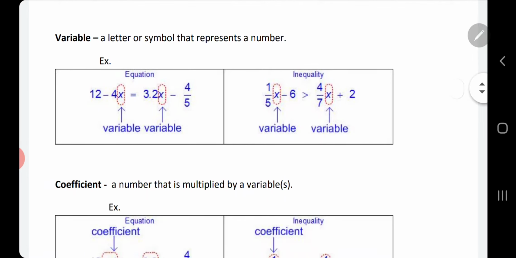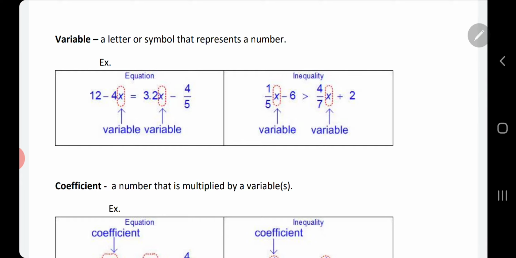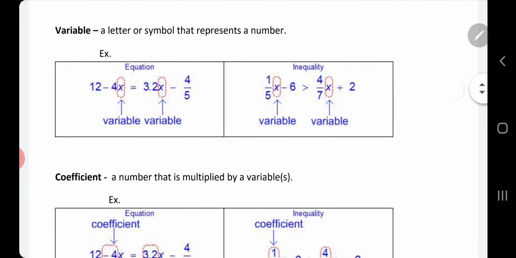A variable is a letter or symbol that represents a number. Like in the equation example and the inequality example, we have variables as well. In this case, we're letting it be x. A variable is any letter. It can be A, B, C, D. It doesn't matter. X, Y, Z. It's just a letter that's representing some unknown number. It can also be a symbol. Usually you don't use symbols early on in algebra. We use letters, but you can use a symbol as well.